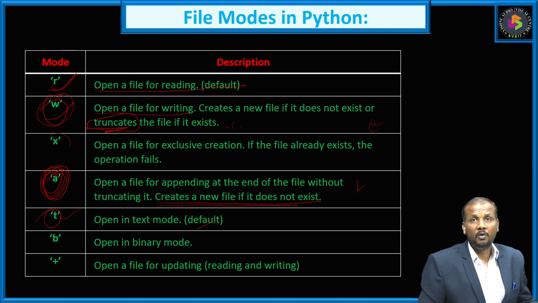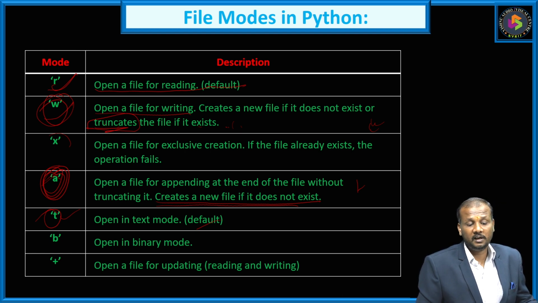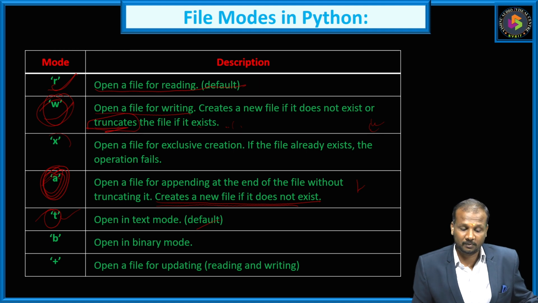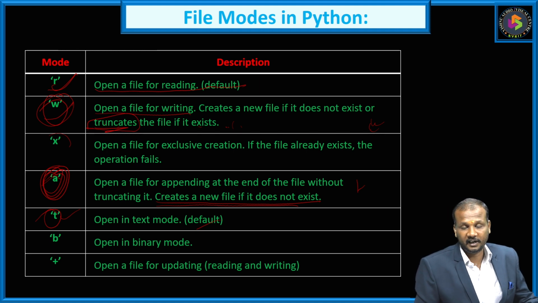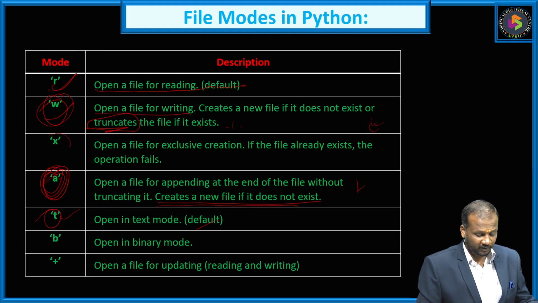These are the modes in Python. How many modes are there? In total, seven modes: one is read, one is write, one is X, the exclusive operation, one is append, next is text mode, another is binary mode, and another is plus mode, which is updating for reading and writing operations.